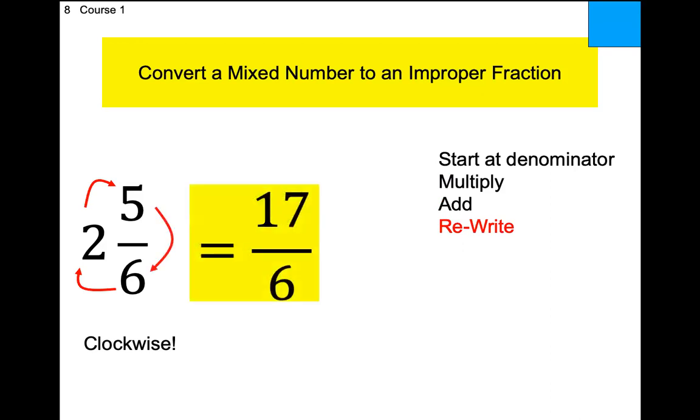You can do a check step to see if you got this right. 6 goes into 17 2 times. 6 times 2 is 12. 17 minus 12 is 5. So you can always do a check step to make sure you do, in fact, get back to 2 and 5/6. And in this case, we did. Questions? Okay.